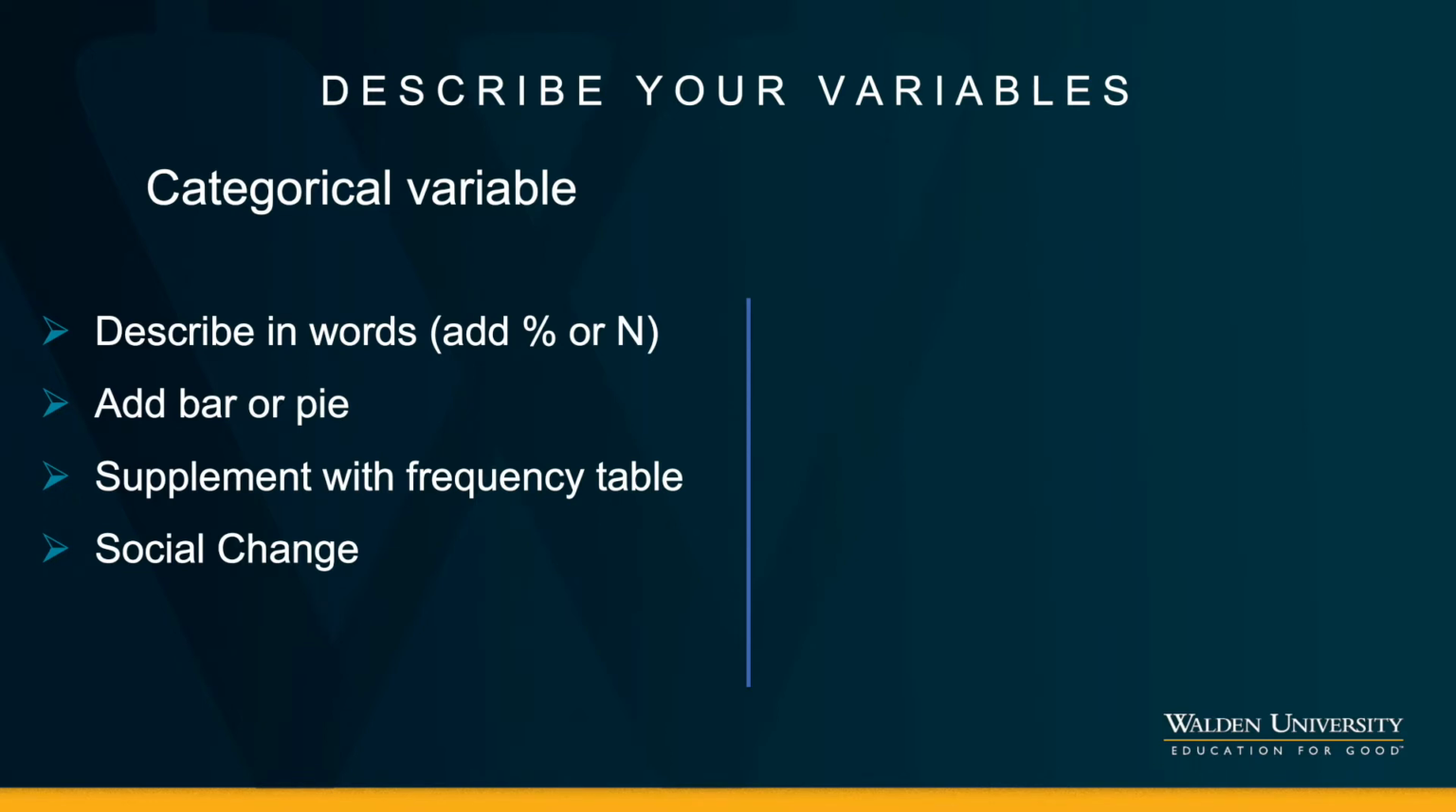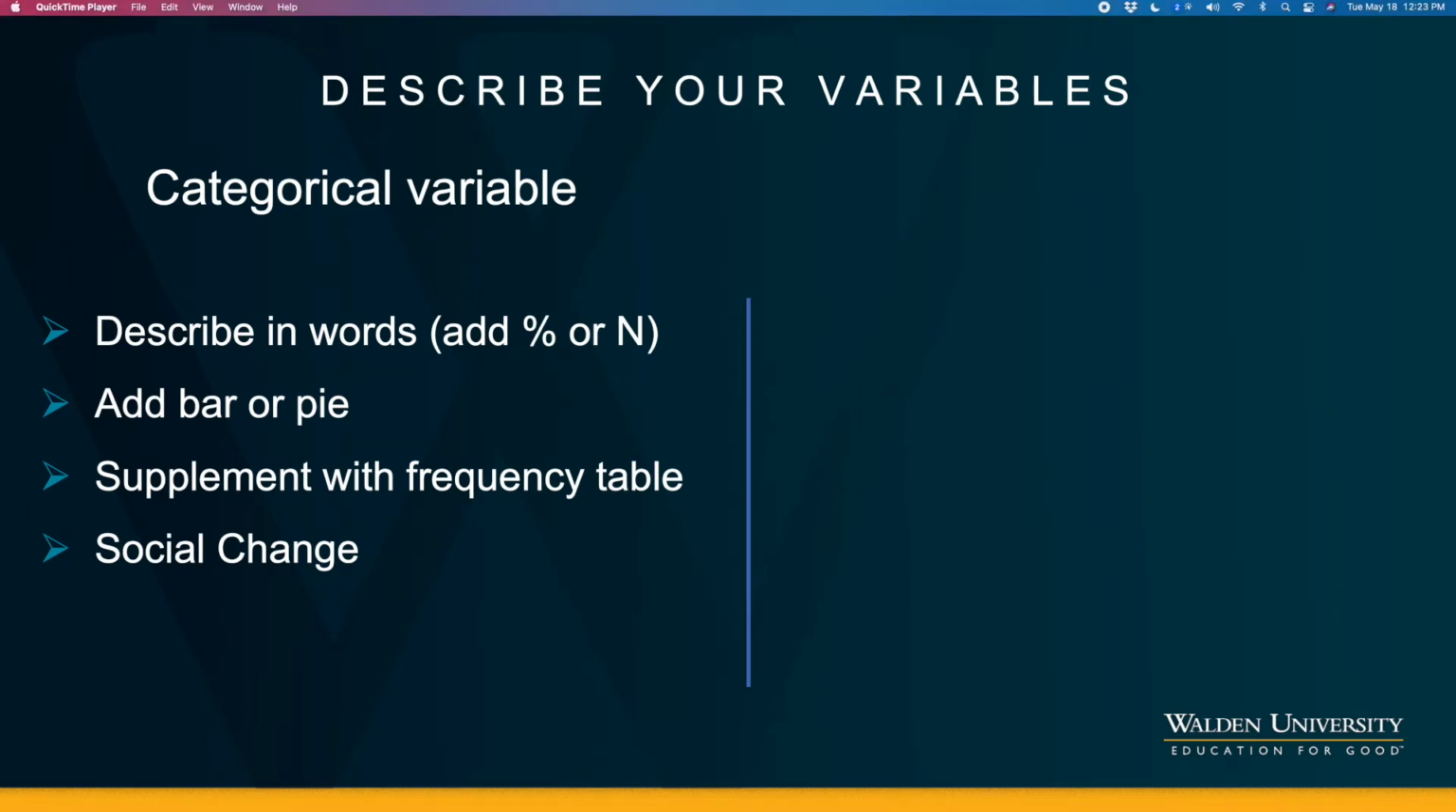The pie chart is a chart that shows various slices. You do not want to have too many slices in that pie chart because then it really becomes difficult to decipher. You can always supplement your categorical variable with a frequency table. That is not a table I'm going to show in this video presentation, but we will tackle that in the next video when we talk about variables in a statistical way. And of course, we always talk about social change.